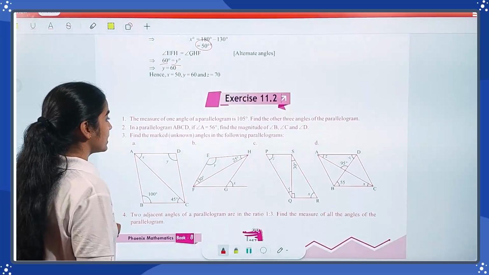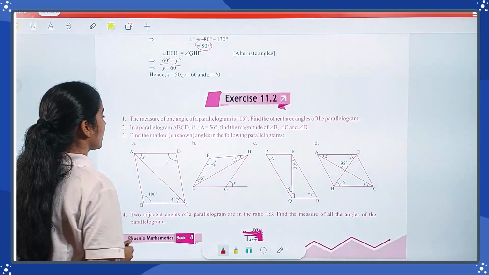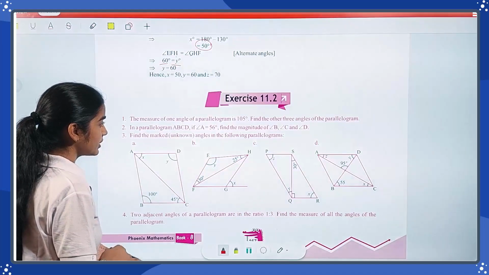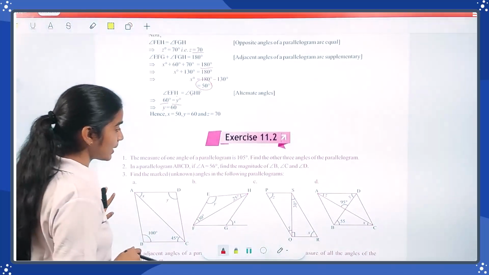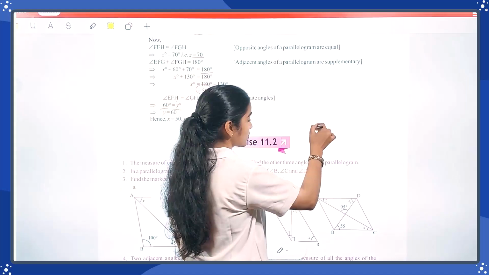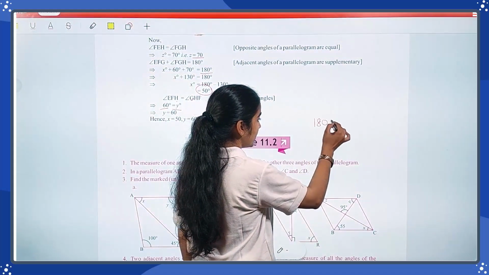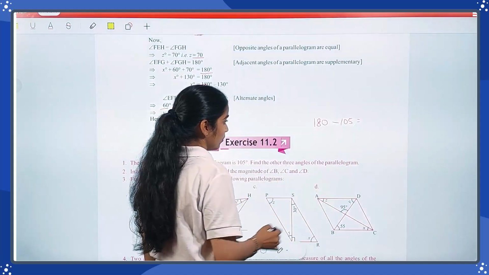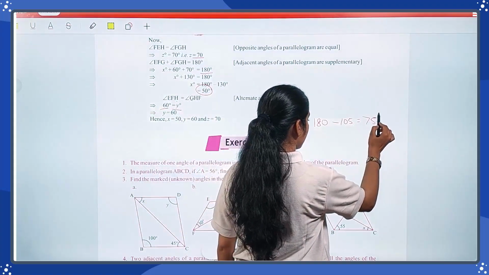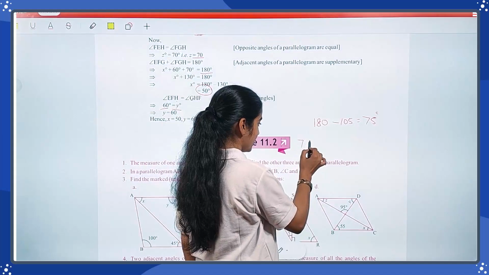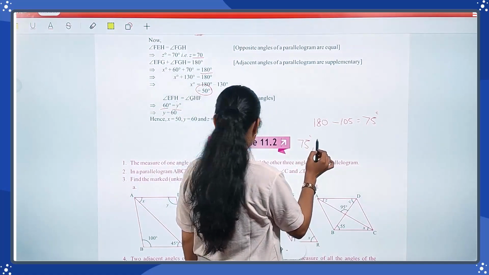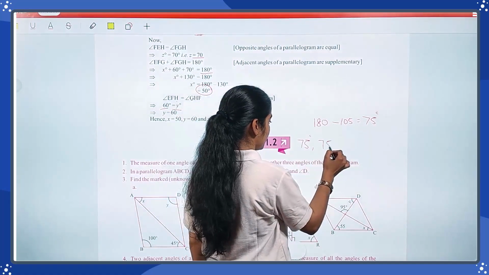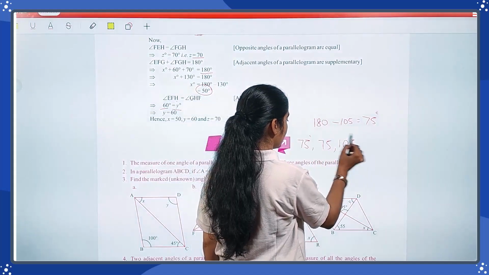Now we have exercise 11.2. The measure of one angle of a parallelogram is 105 degrees. Find the other three angles of the parallelogram. The sum of adjacent angles of a parallelogram is 180, so 180 minus 105 is equal to 75. So the three other angles are 75, and the second one is 75 and the third one is 105.